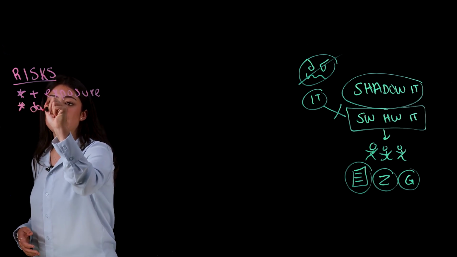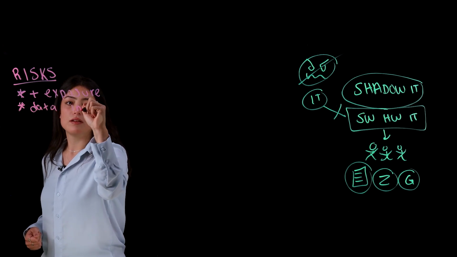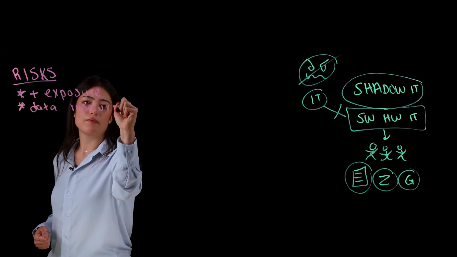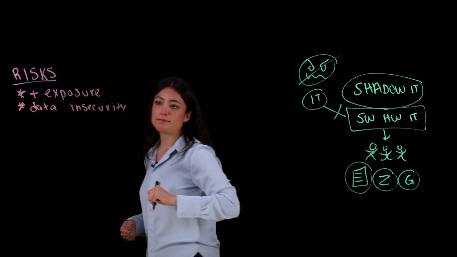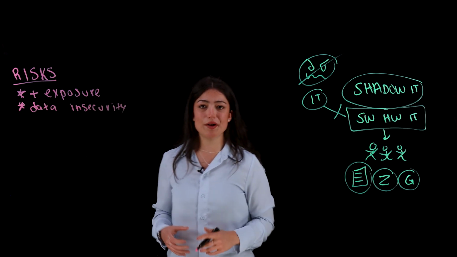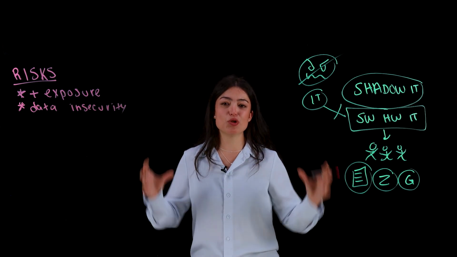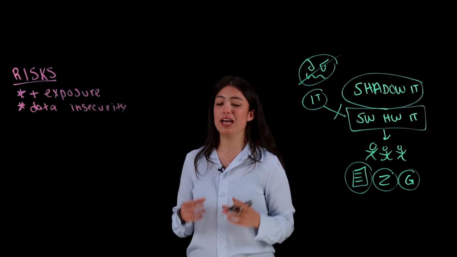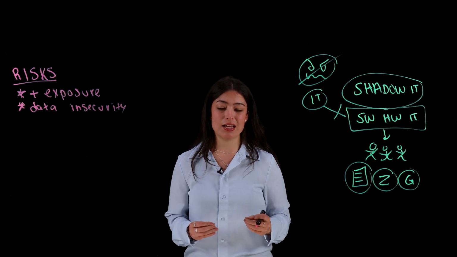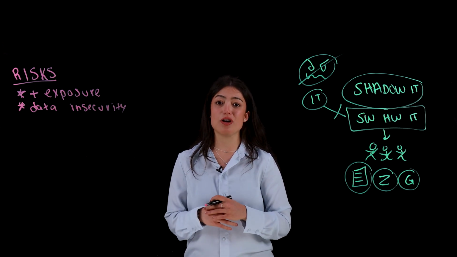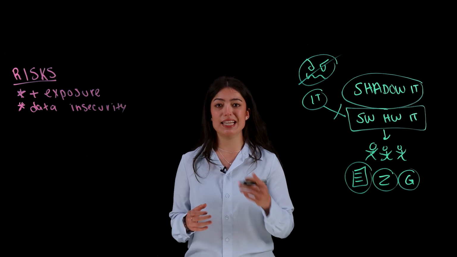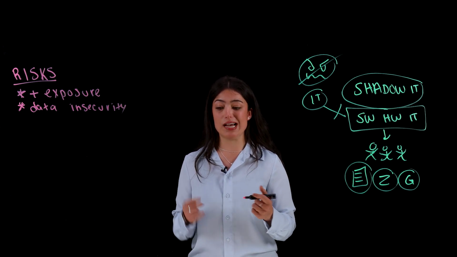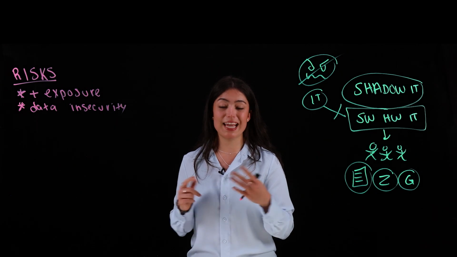Another risk is data insecurity. With storing and accessing data across multiple shadow IT applications and devices, it poses the concern of data inconsistency because you're having this data scattered across multiple different resources, and it could be accessed and distributed as unofficial, invalid, and outdated data.